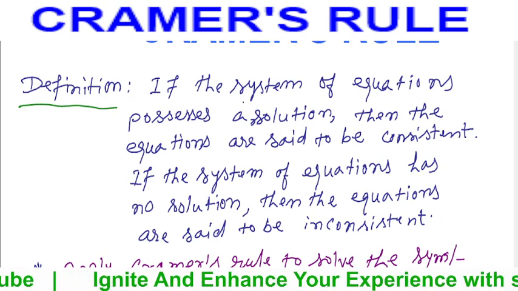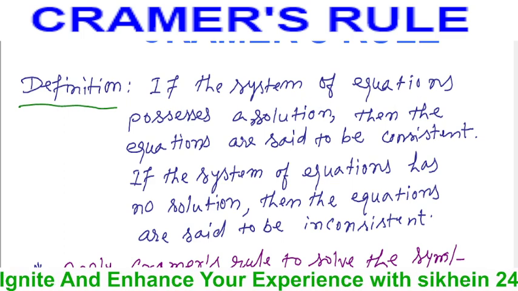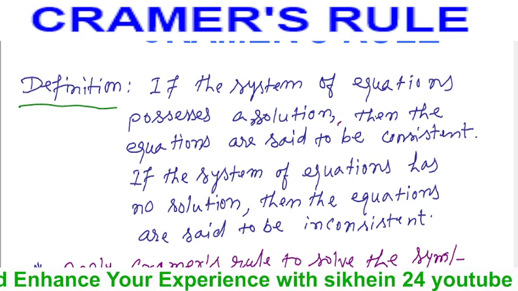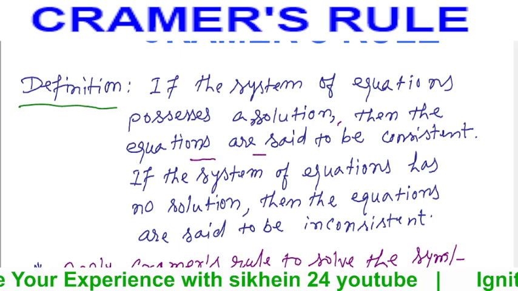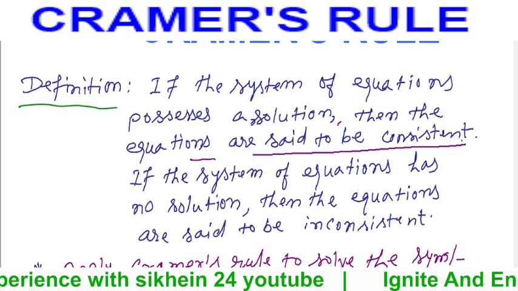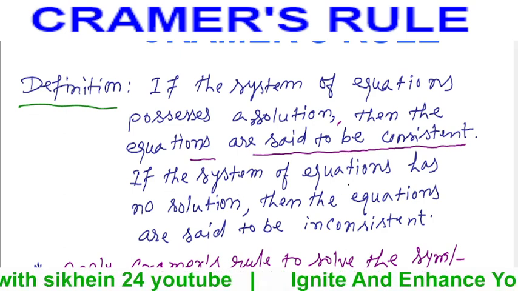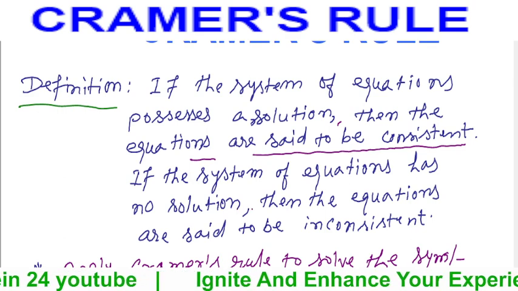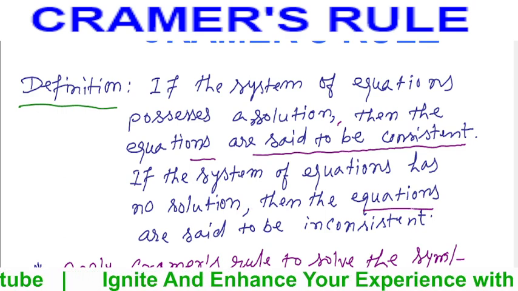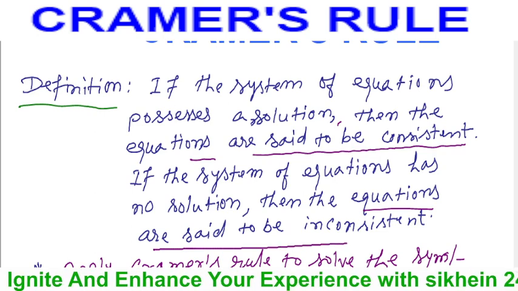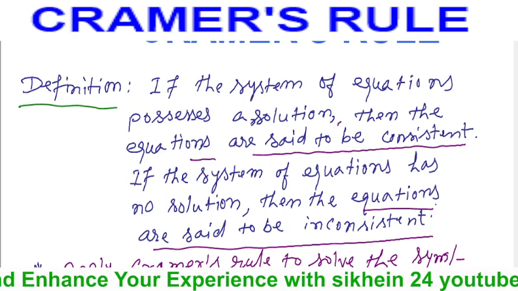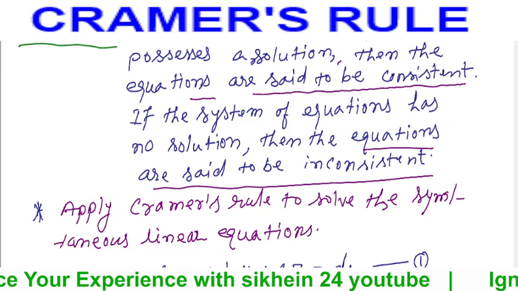Definition. If the system of equations possesses a solution, then the equations are said to be consistent. If the system of equations has no solution, then the equations are said to be inconsistent. Right?